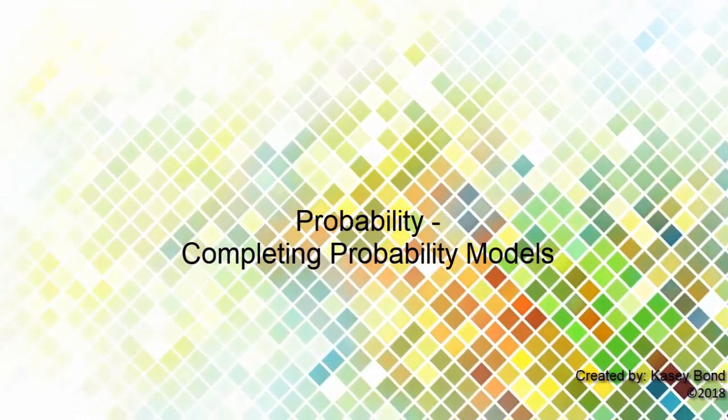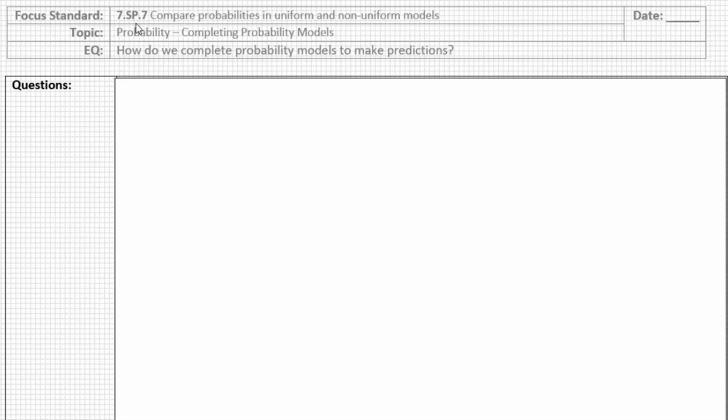For today's lesson, our focus standard comes from grade 7, Statistics and Probability, Standard 7. Compare probabilities in uniform and non-uniform models. For today's lesson, our unit continues to be on probability, and today's is called Completing Probability Models. Our essential question is, how do we complete probability models to make predictions?